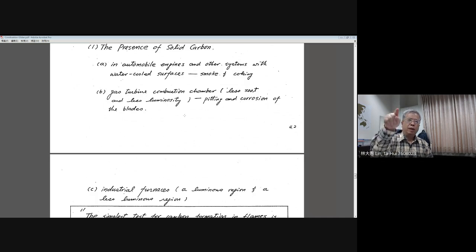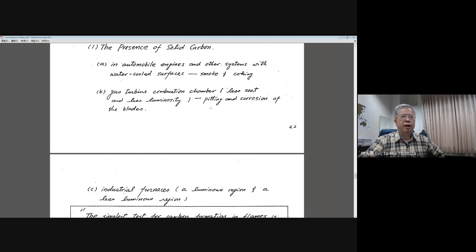they will impinge and inject onto the surface of a gas turbine blade. Okay, and they will cause the so-called pitting or corrosion of the turbine blades. And this is a major disaster for your gas turbine engines.